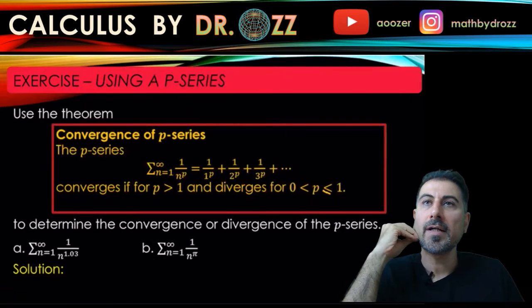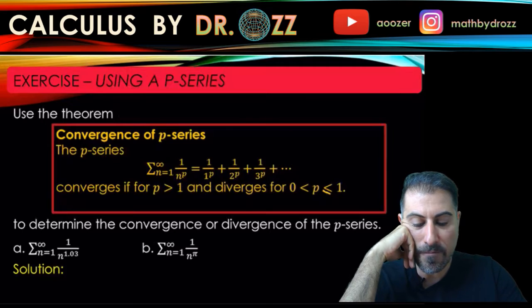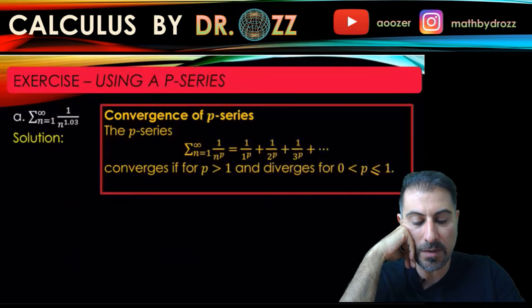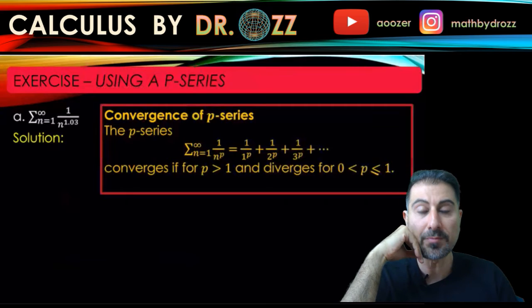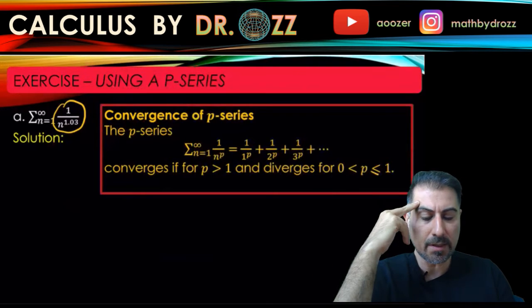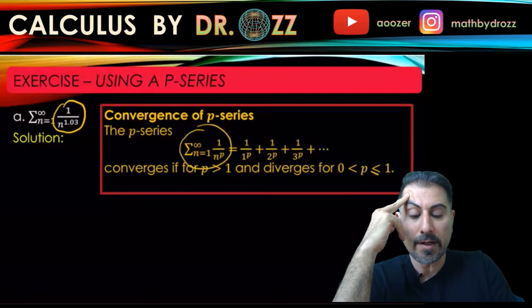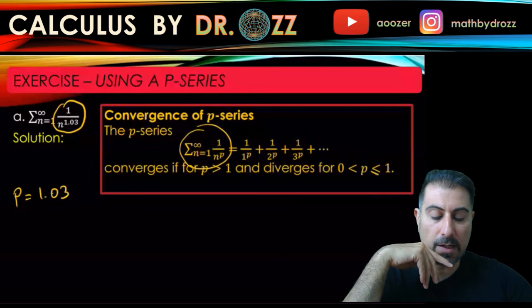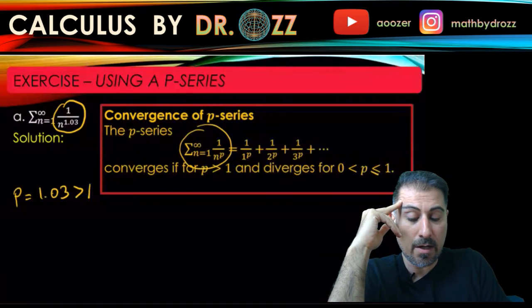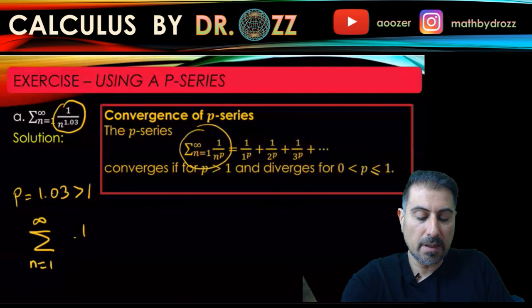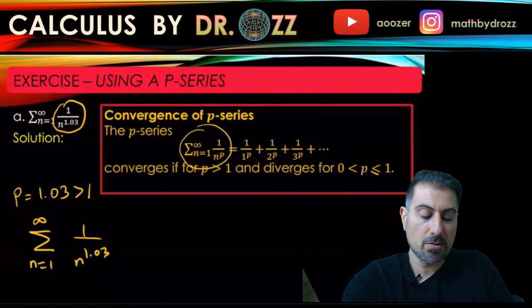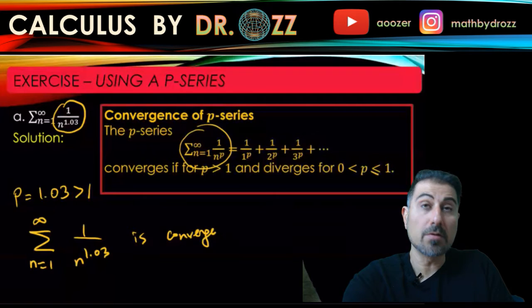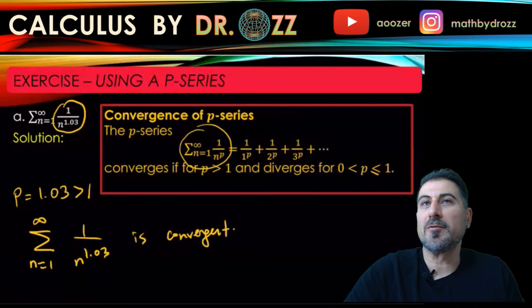All right, so let's check the given infinite series. I have 1 over n to the power of 1.03. Here we're talking about a p-series because it fits in this form, right? For p equals 1.03, which is a number greater than 1, I can conclude that this series is convergent. Just a very simple conclusion here.